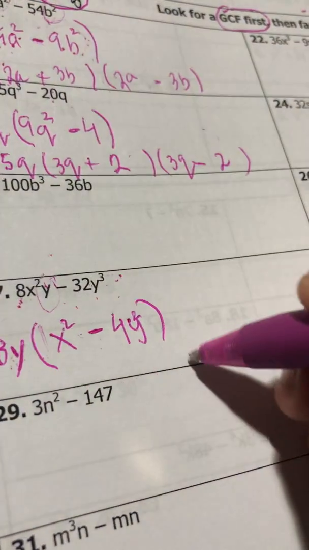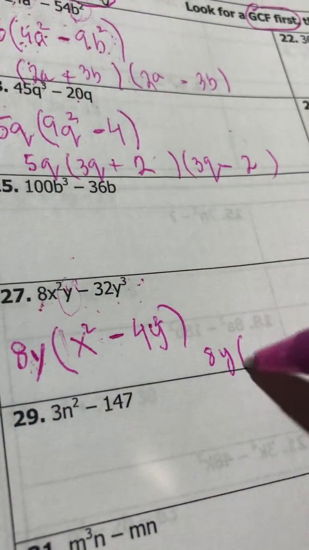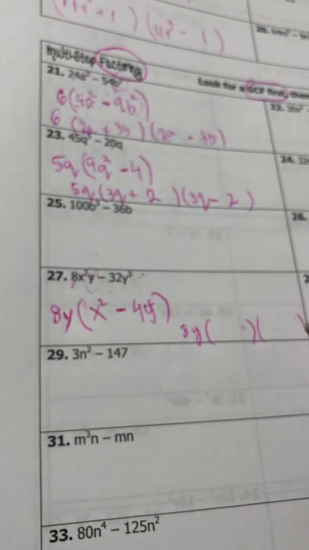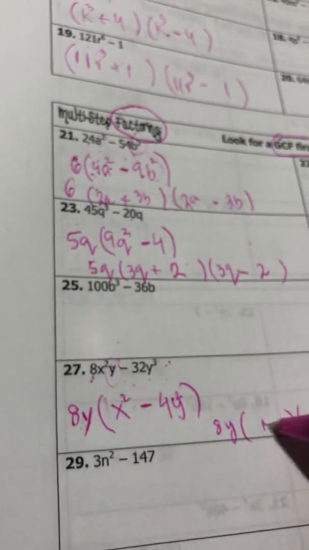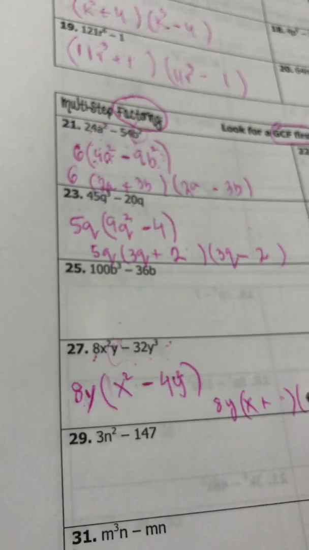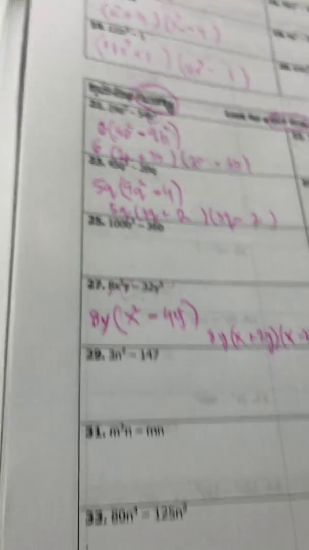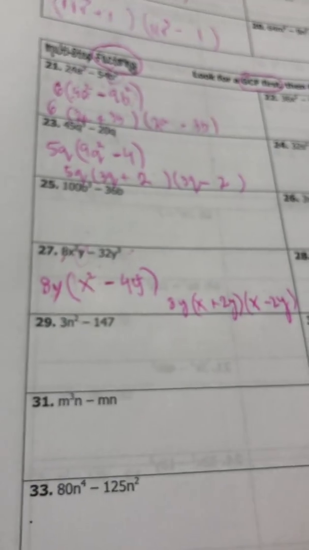I'm going to copy this 8y. I'm going to do it here. 2 parentheses. X, plus and minus. X times x gives me x squared. 2y times 2y gives me 4y squared. Good?